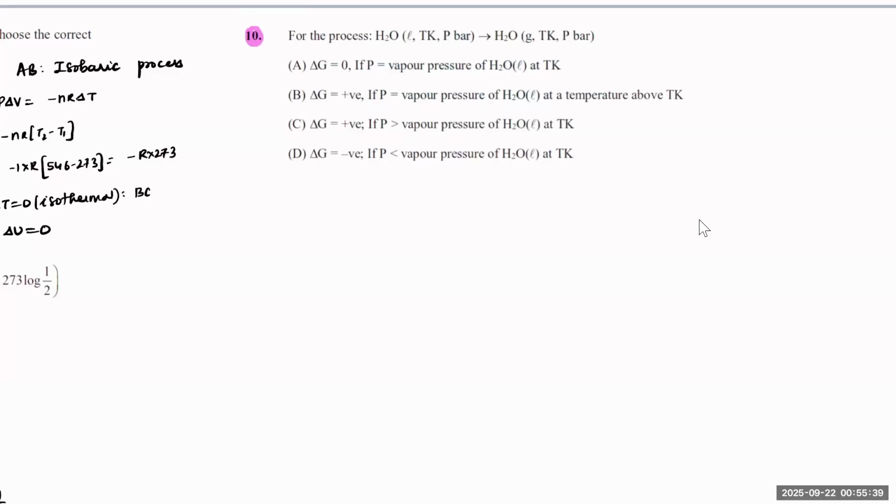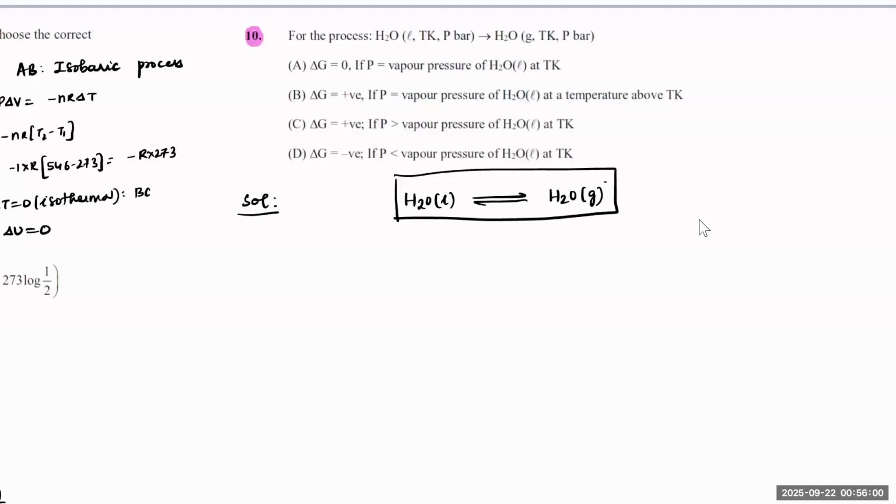Okay. Now let's notice this, everybody. See what we can say. H2O liquid is in equilibrium with H2O gas, I mean, it is reversible with H2O gas. This is at P bar. I mean, the total system is at P bar here.